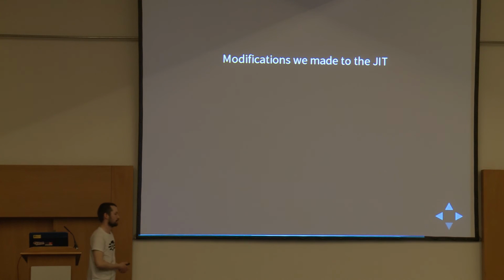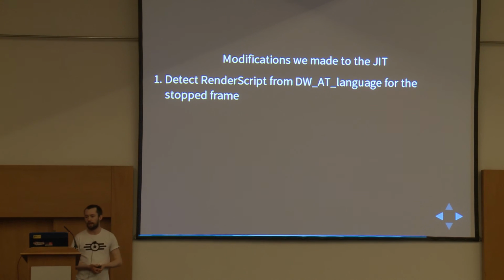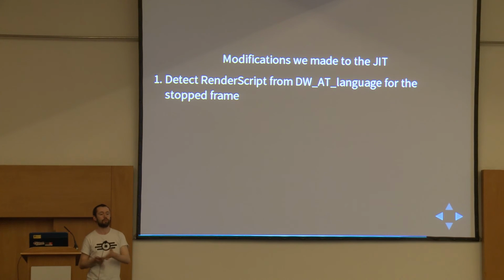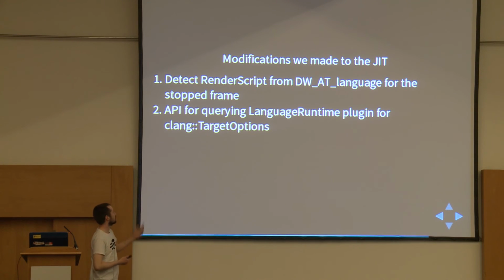So we needed to make some modifications to the JIT. And as that previous diagram showed, there's no way for us to get this information, and the primary place to do that is from the RenderScript runtime. So we needed to find a way to get LLDB to learn some options. As mentioned earlier, the AT language field from the DWARF was very important. And we needed to find a way to query the language runtime plugin for these options. So that could be compiler options and data layout, or others.